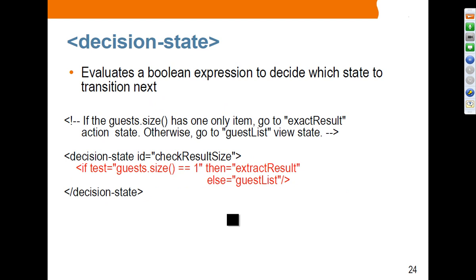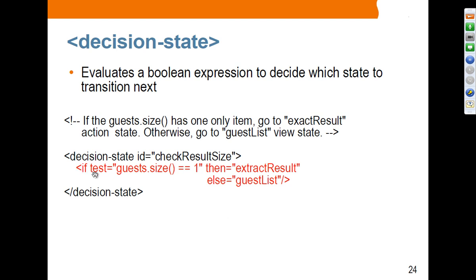Decision state evaluates a Boolean expression to decide which state to transition to next. In our hands-on lab exercise, when you perform a guest search, and there are in fact more than one person, then you want to give a list of those guests. However, if there is only one guest based on the search, then you want to go to the exact result of that particular user right away, right? So that's basically what you want to do in decision state.